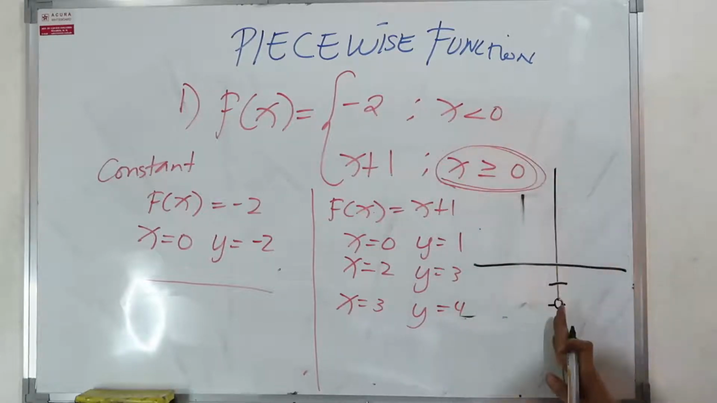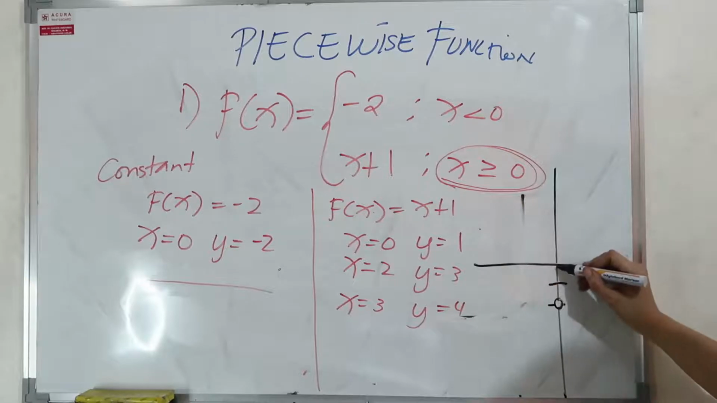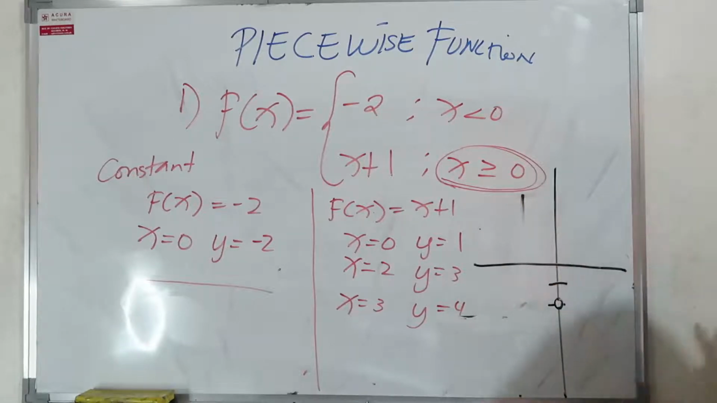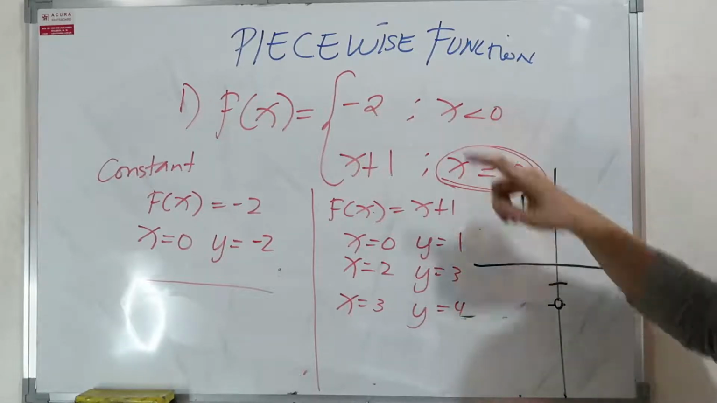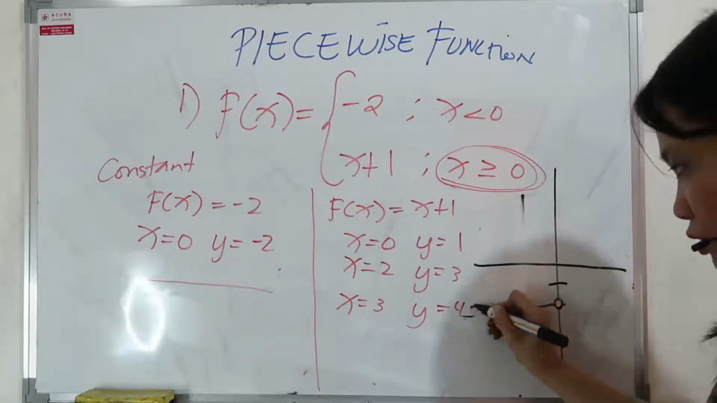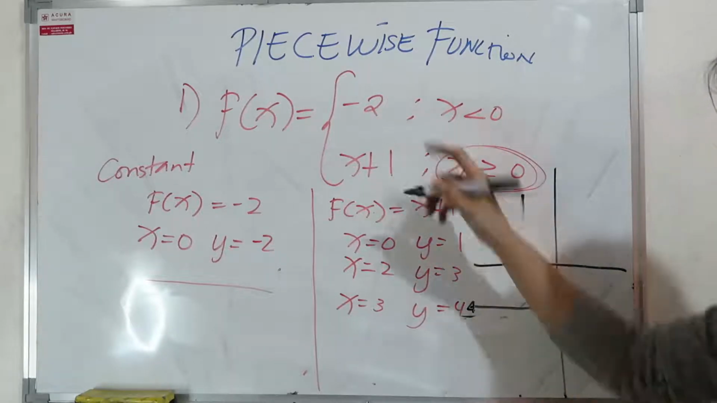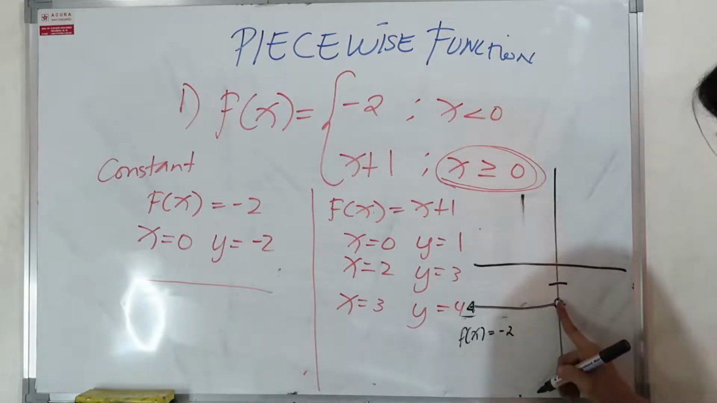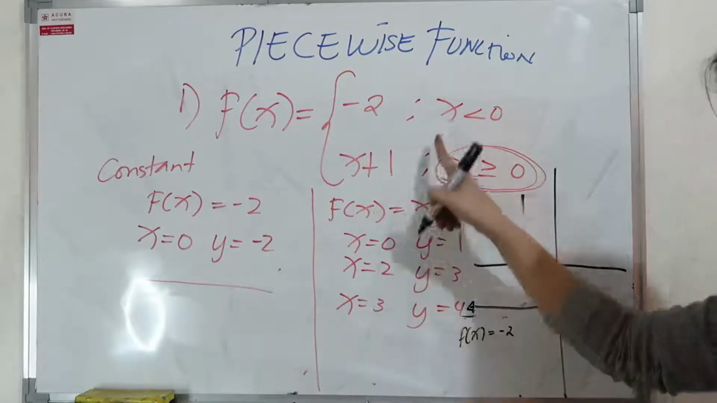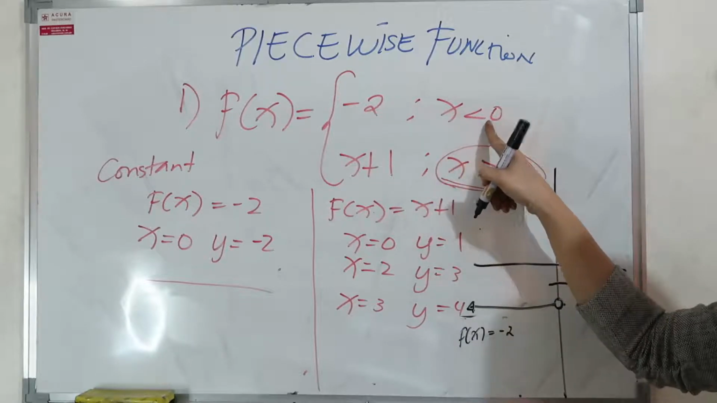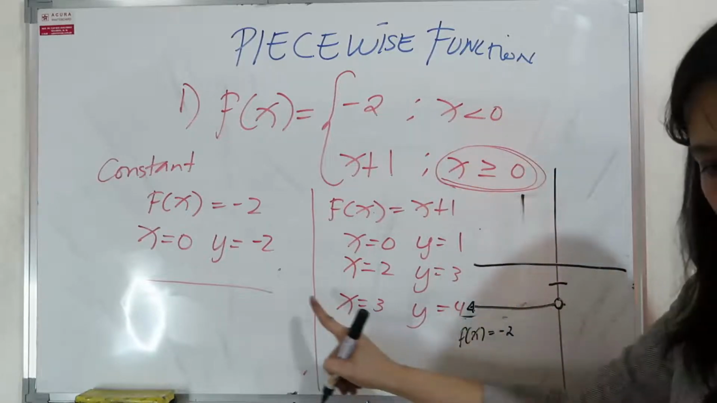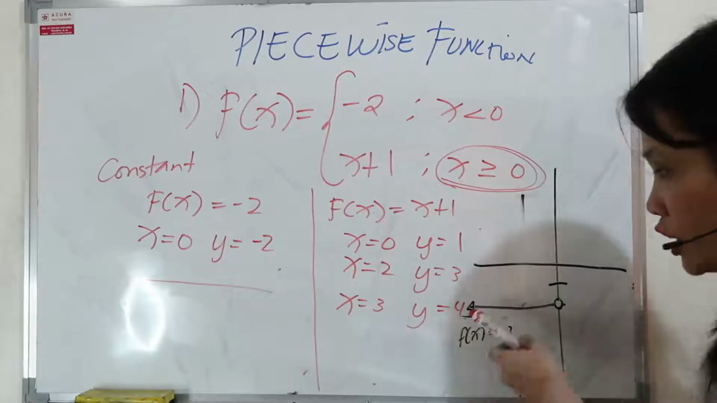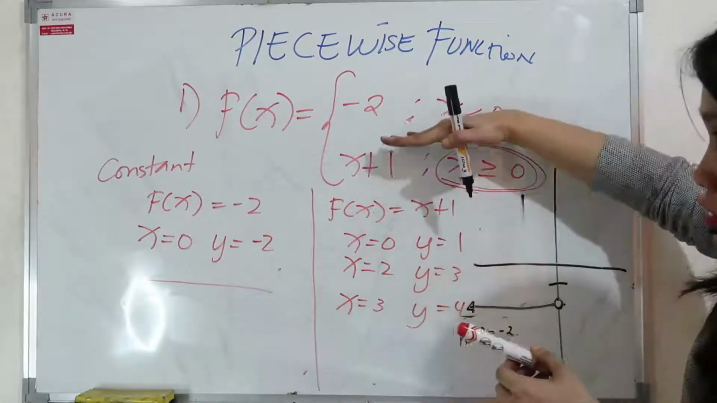So kung ito yung 0, nasa gitna, okay? So the arrow is going where? To the right or to the left? Okay, to the left. So from here, yan. So that is your f of x equals negative 2. Okay? 0 going to the left. Because according to the condition, x must be less than 0. So 0 going to the left direction. Okay? So yun lang yung value ng x. That's according to the condition.